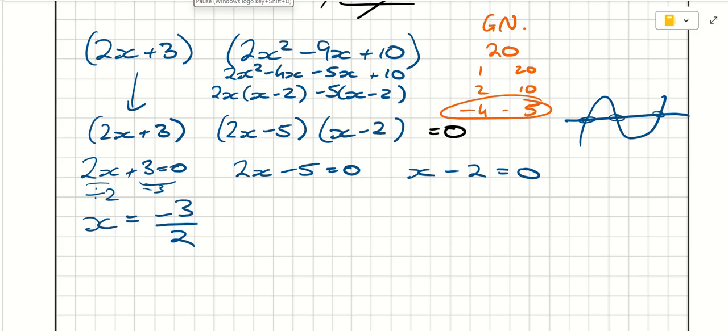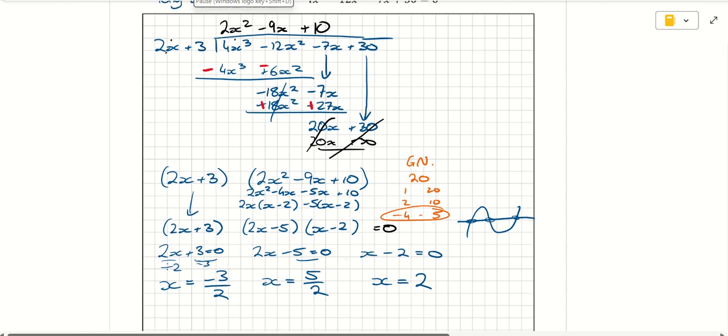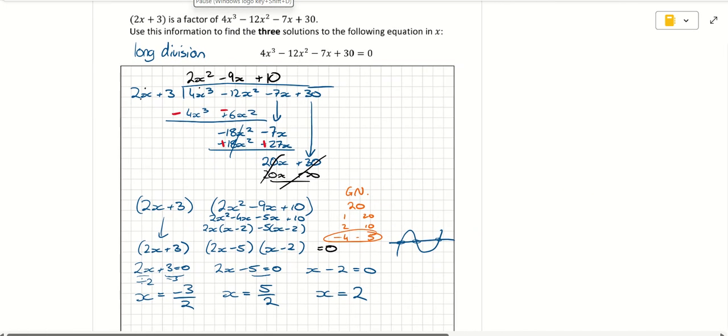I'm just going to go through it quickly because I know how long these videos are. Here we're going to have x equals 5 over 2. Again, moving over, and here just x equals 2. Okay, so those are your 3 answers. They're down at the bottom there. I'm not going to bother rewriting them. You've got minus 3 over 2, 5 over 2, and just 2. So long divide and then factorize. That's how you work that one out.